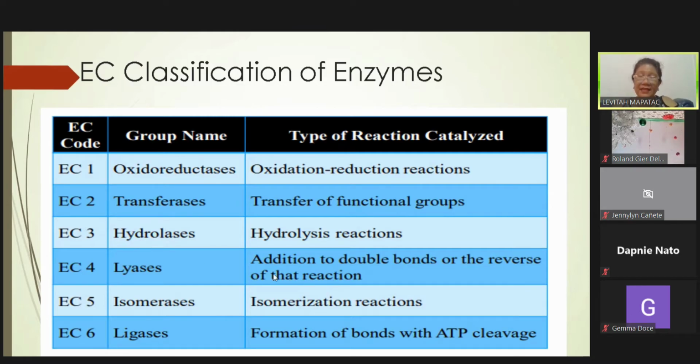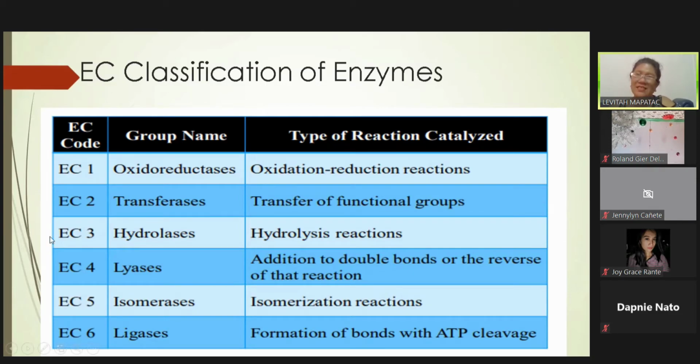Then for the addition of a double bond to the reaction, what kind of enzyme is that? It is EC4, the lyases. Then if it is an isomerization reaction, from the word isomerization, you add ACE, so isomer then ACE. Therefore, that group name is isomerases. And the last one, as I have said there are 6, is the formation of a bond with ATP, adenosine triphosphate cleavage. That is the ligases.